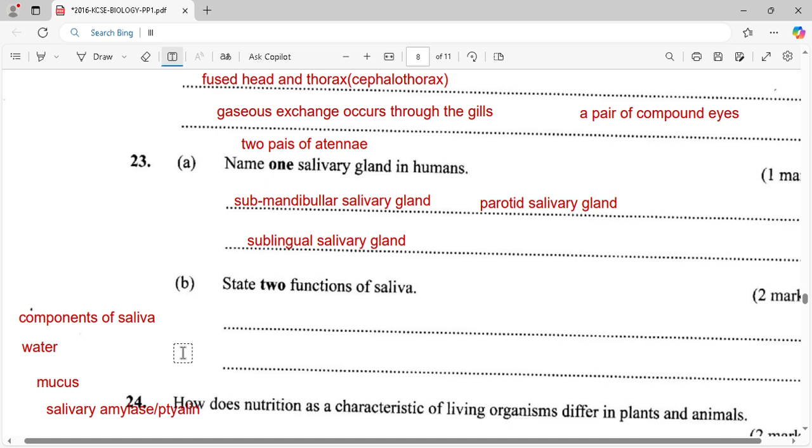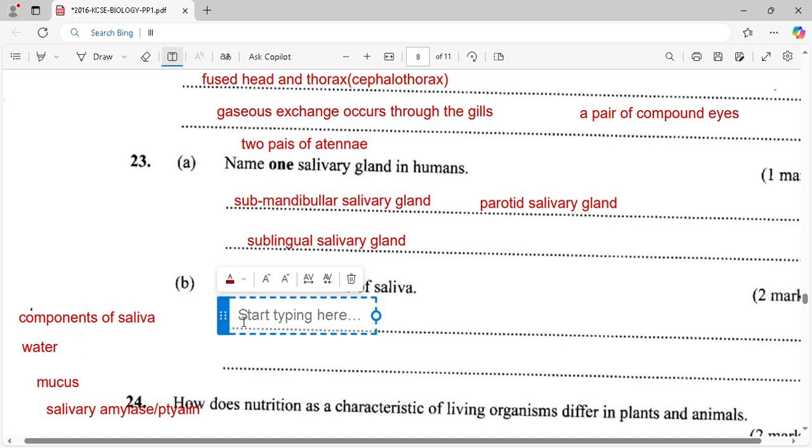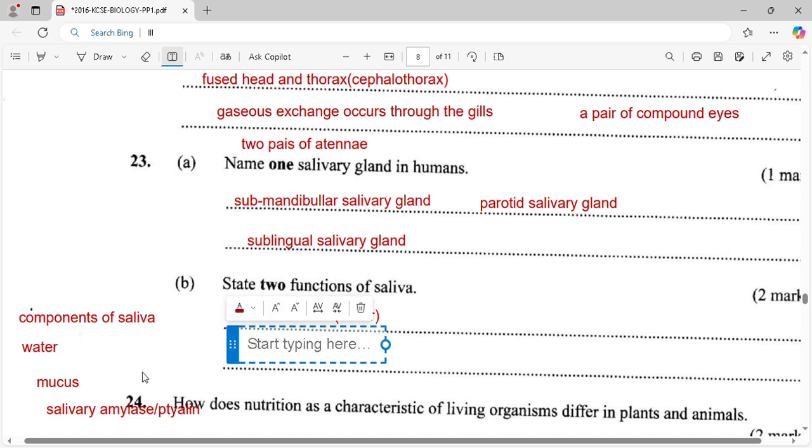Now, if you are asked about the functions of saliva, they come from these three components. For example, water. What is the function of water in saliva? So you'll say saliva dissolves food. And that is a function of water in saliva. And then the second function of saliva comes from mucus. It lubricates food. That is the function of mucus.